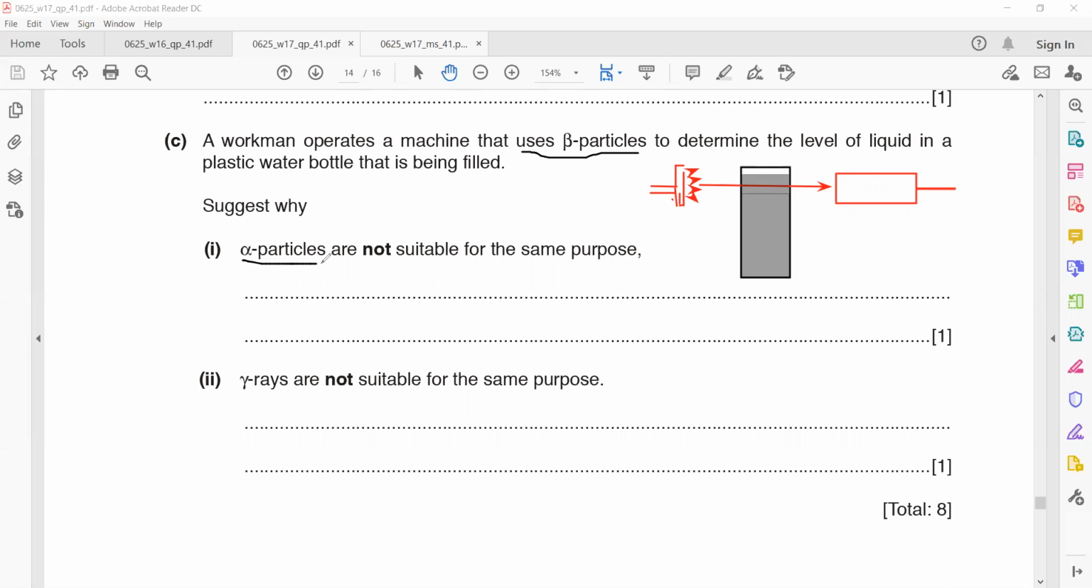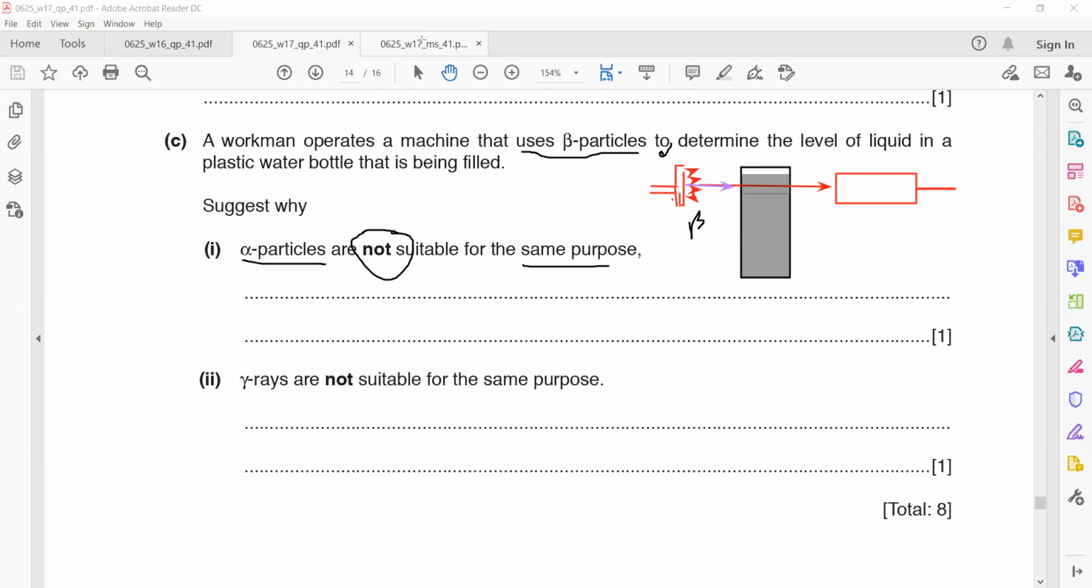The question suggests why alpha particles are not suitable for the same purpose. Why are we using beta, why not alpha? Alpha particles are not able to even pass through paper. How are they able to pass through this bottle and then the liquid? So even if there is liquid or no liquid, the alpha particle will not give any counts, or there will be no counts due to alpha.